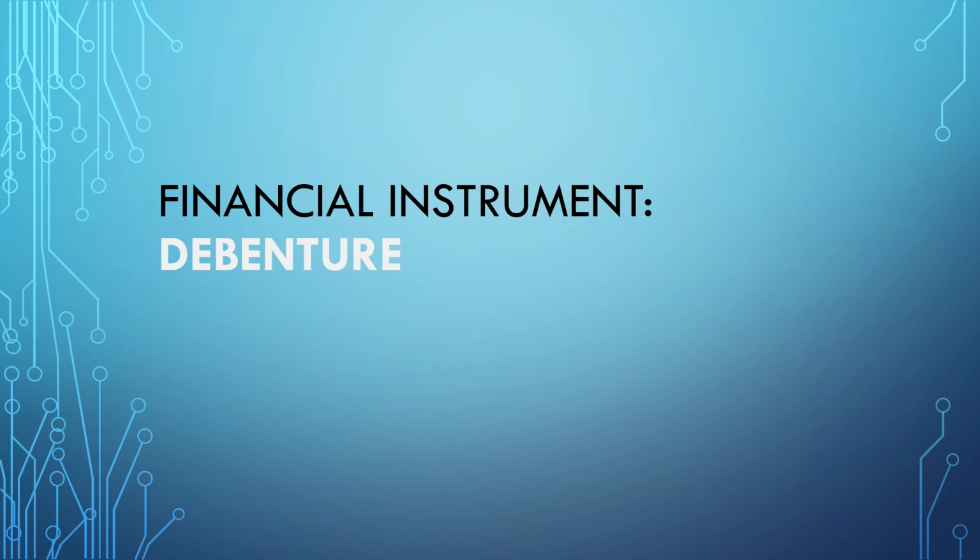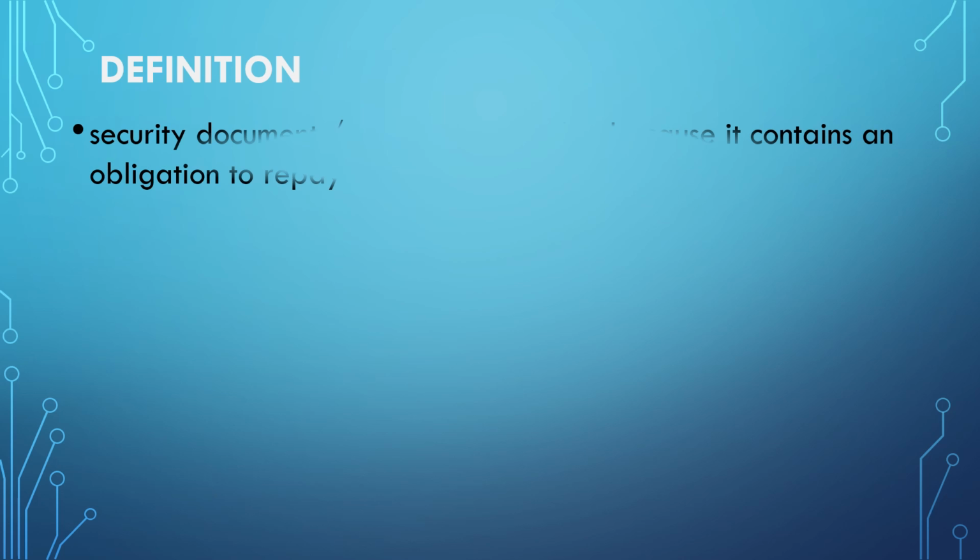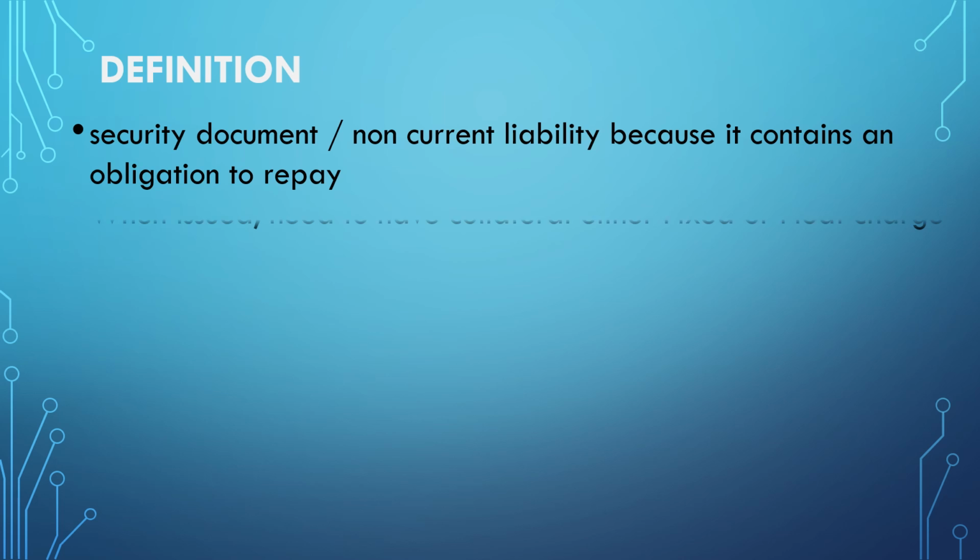This video is to explain the debenture, whereby a debenture is one of the financial instruments for a company. First, we go to the definition of debenture. It is defined as a security document, classified as a non-current liability because it contains an obligation to repay in the future.